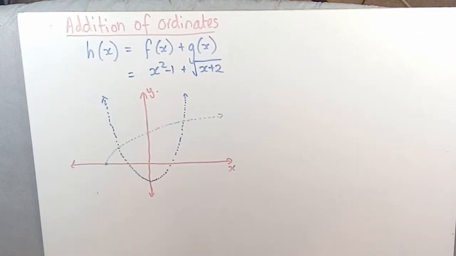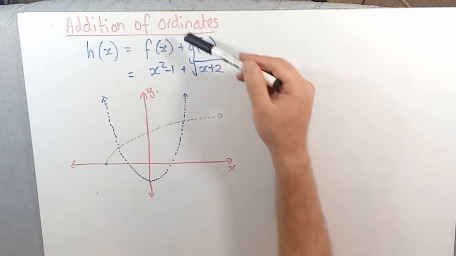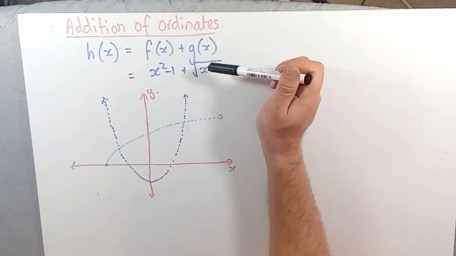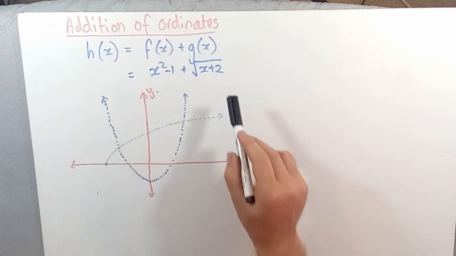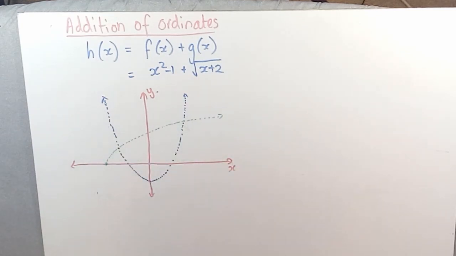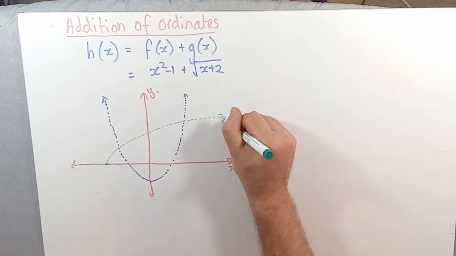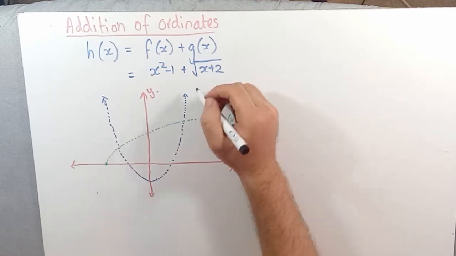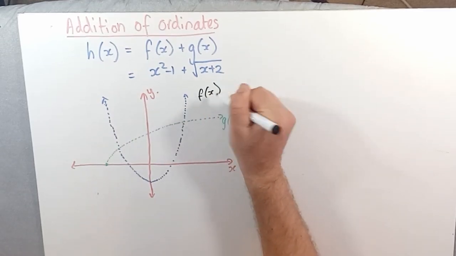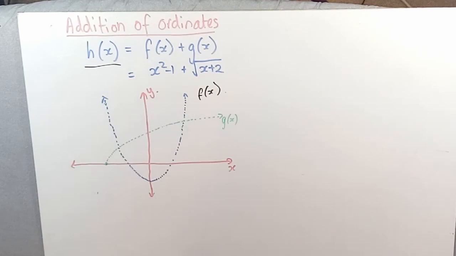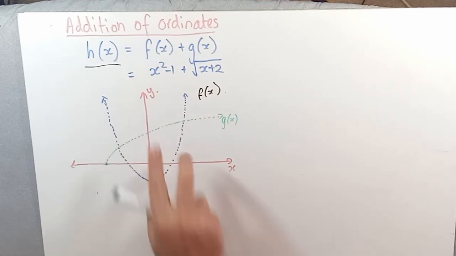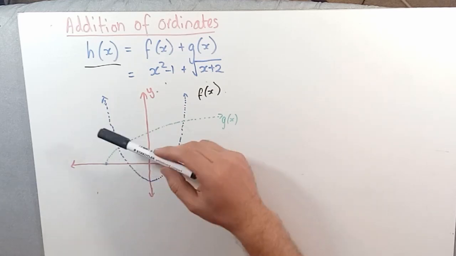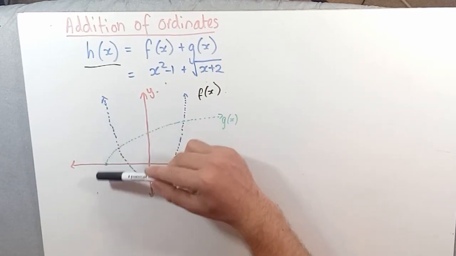Okay, quick board. Addition of ordinates. Okay, so here we've got the sum of those two functions we had before, x squared minus 1 and the square root of x plus 2. So I've drawn out the f of x and the g of x. So this is g of x on its own. I've just dotted them out because they're not the actual function I want to draw. I want to actually draw h of x. So what is that going to look like? Well, it's just the sum of these two. So I want to add up the ordinates in a straight line here.